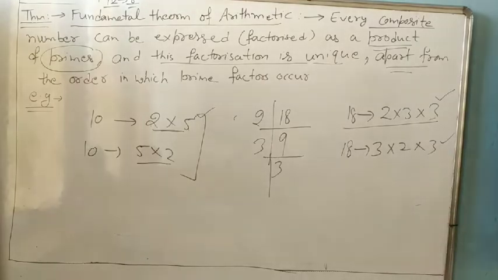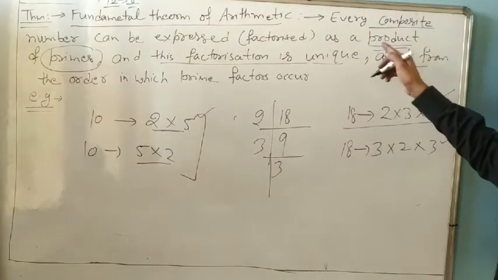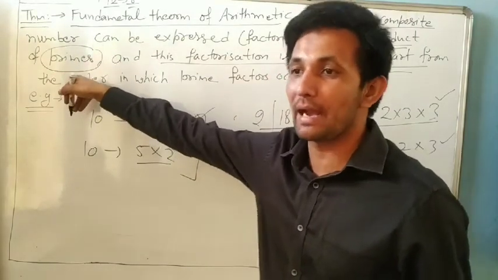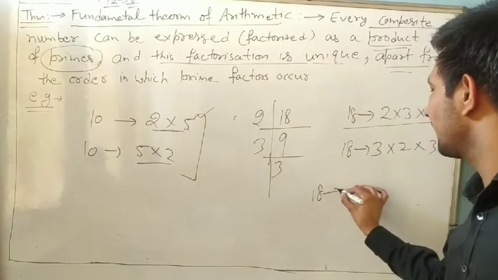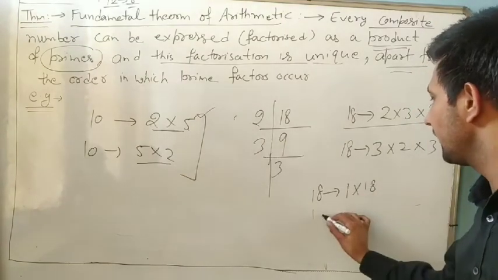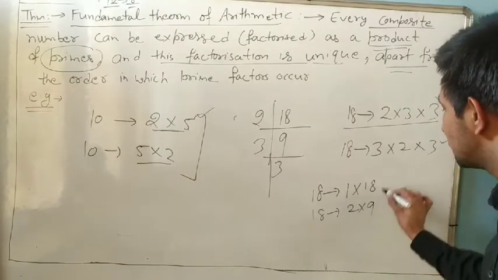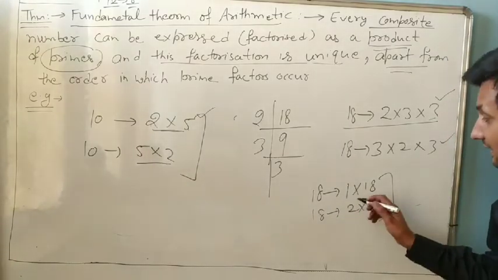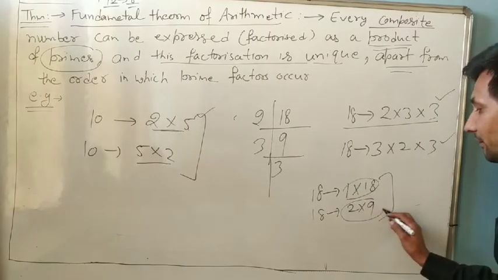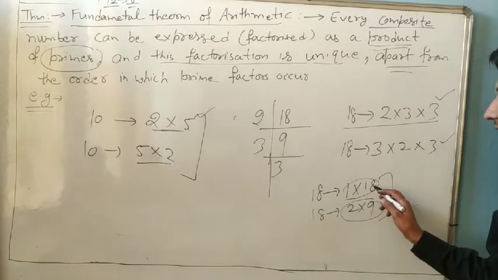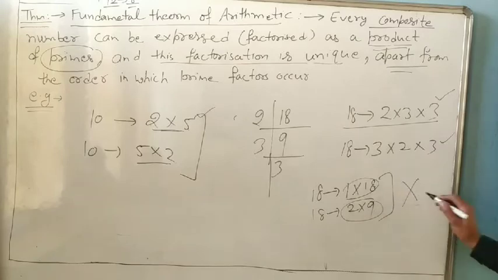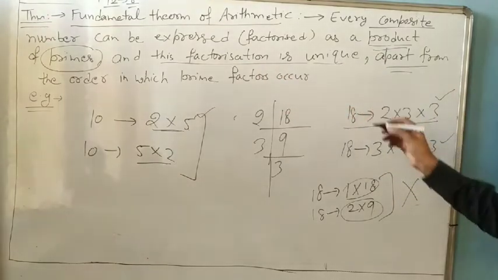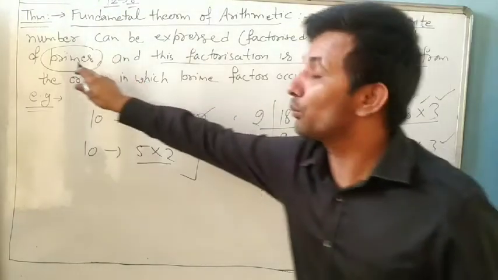Understand or not? If we are talking about a prime factorization, the factors should be primes. 18 we can write like here, 1 into 18, 2 into 9. So it means here we can write 18 by two methods. But these are not primes, because 9 is not a prime, 18 is also not a prime. So this case we will not consider. The factorization is unique only in one case, when factors are primes.